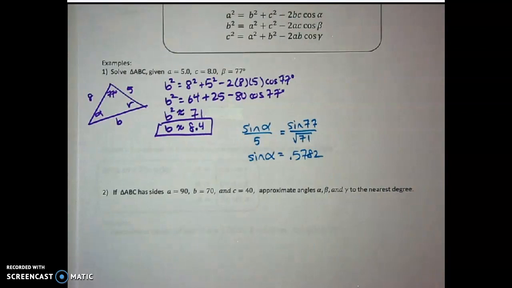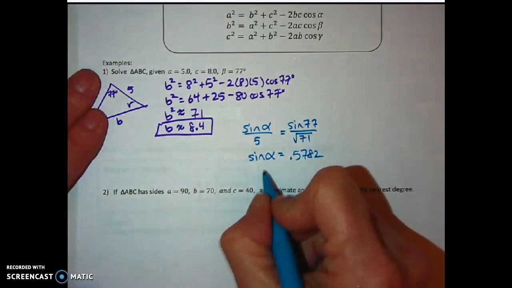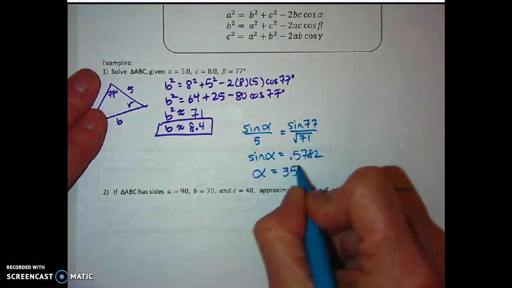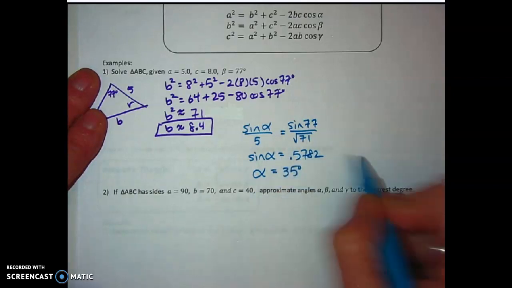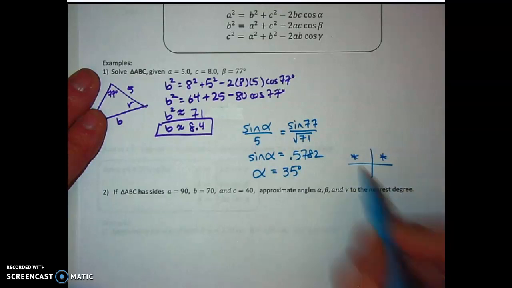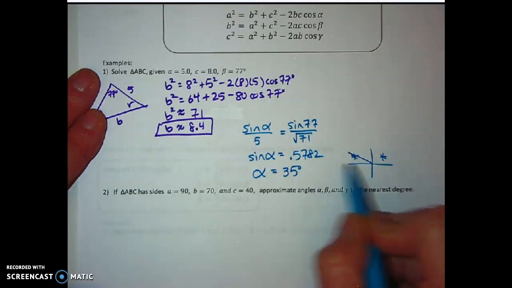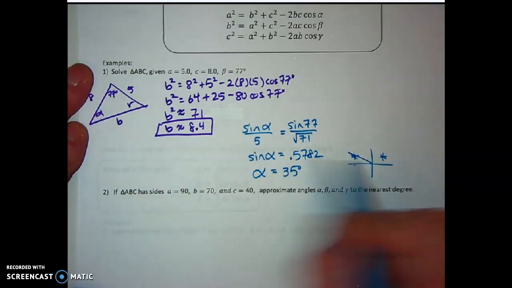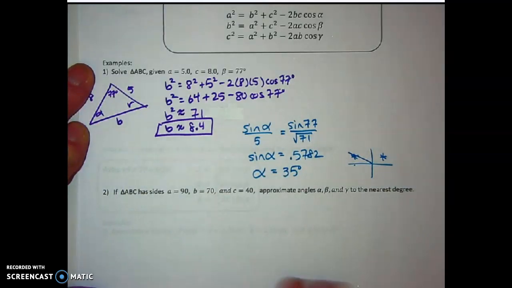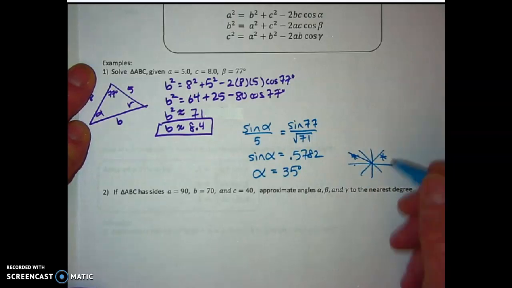The sine of alpha is 0.5782. So using the inverse sine, I can find that alpha is approximately 35 degrees. And now remember, the sine is positive, so the angle can occur in the first or second quadrant. But in order to get that angle, I would have to take 180 minus 35 degrees. And if I did that, then I'm not going to actually have a triangle because the three angles of my triangle also have to add up to 180. So I'm not going to consider that other angle.